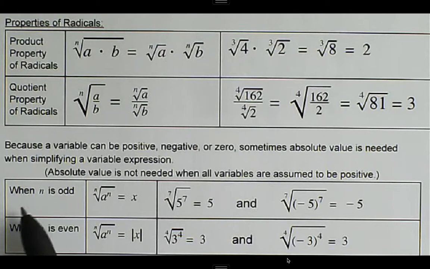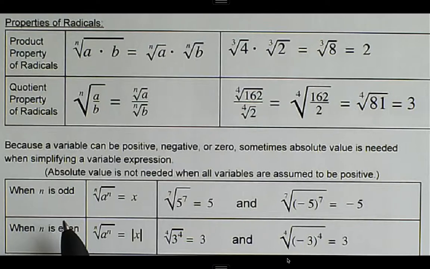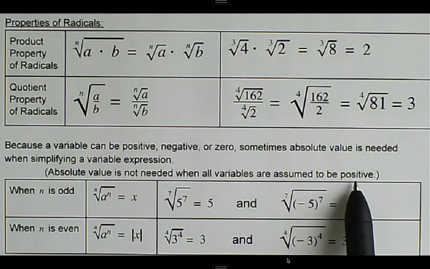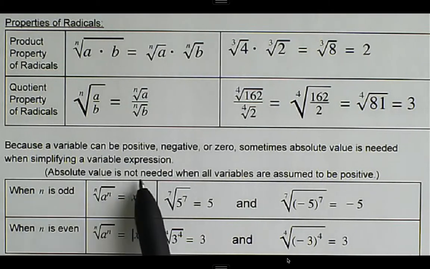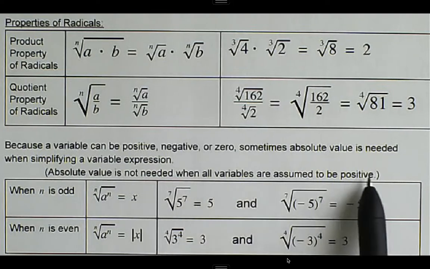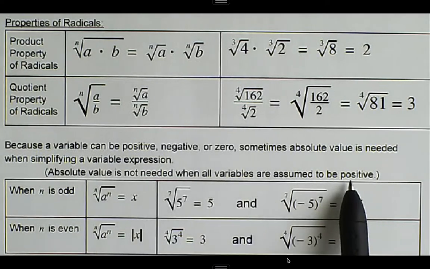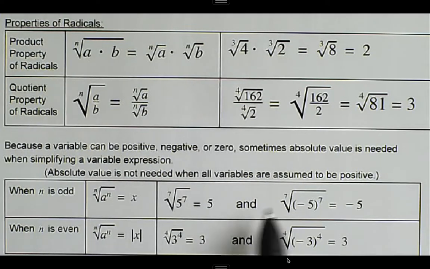One more thing we have to consider is that because a variable can be positive, negative, or zero, sometimes an absolute value is needed when simplifying a variable expression. There will be some problems where it says assume all positive. So an absolute value is not needed when all variables are assumed to be positive. So if the directions say assume that all variables are positive, then we don't have to worry about this.